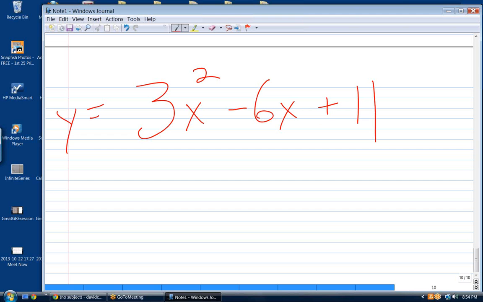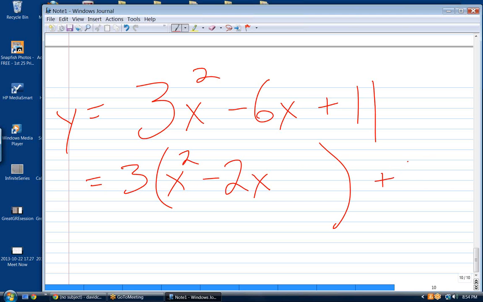You start by pulling out 3. Okay. Leave room for completing the square. You take half of the middle term and square it, which would be just 1, half of the middle coefficient. Okay. It doesn't matter if it's minus or plus because you're going to square it anyway. It's going to turn plus.